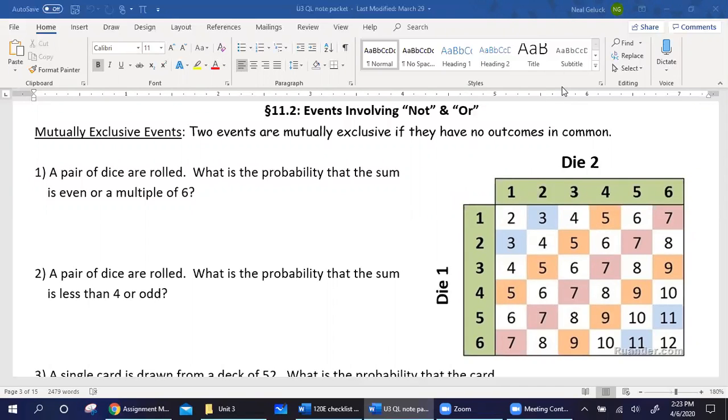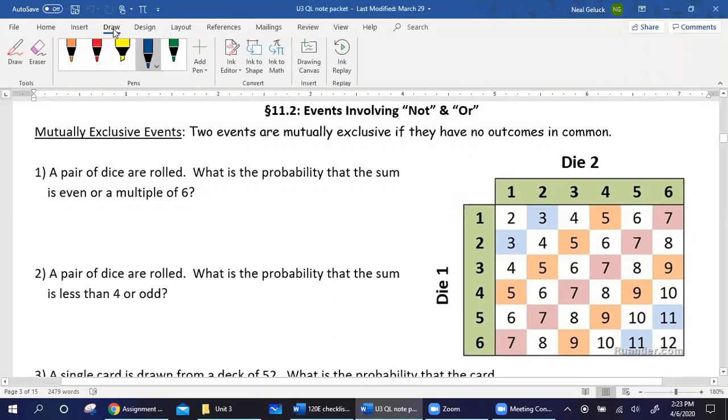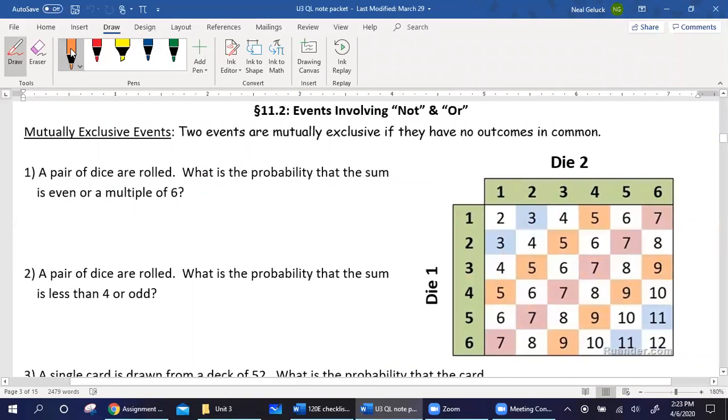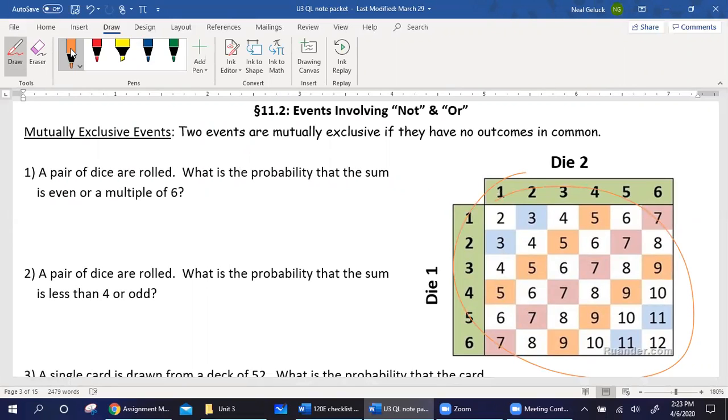For the first two problems, we're looking at this table here. It's basically saying if I roll 2 dice, the possible sums of their faces are all these numbers inside of here. Any one of these. So basically it's saying if I roll a 3 and a 4, that sums to 7, so on and so forth. So it just gives us that so we don't have to look at it ourselves or draw it out ourselves. On number 1, what is the probability that the sum is even or a multiple of 6?